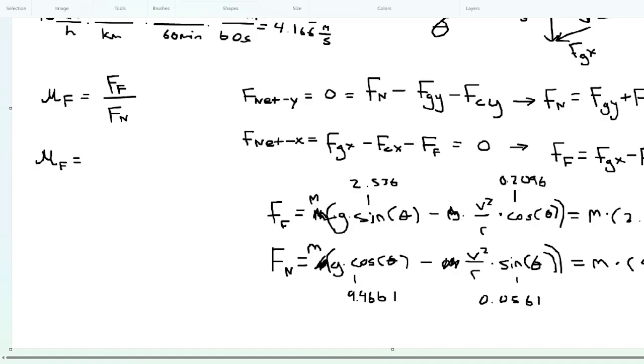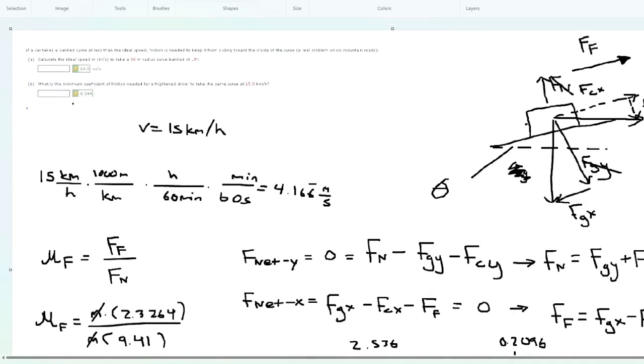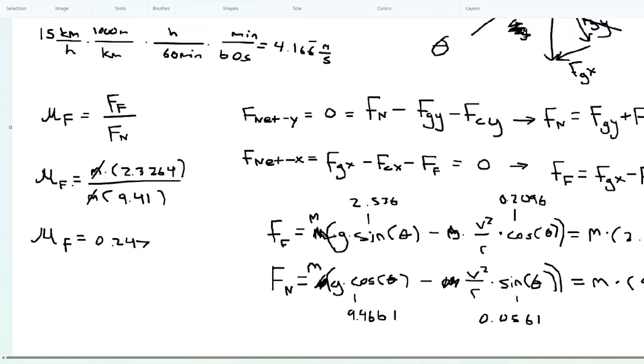We can go ahead and plug this in now that we have this in terms of that. Coefficient of friction is going to be equal to the force of friction, which is mass times 2.3264, divided by mass times 9.41. Mass cancels out, and what we get is 2.3264 divided by 9.41. Coefficient of friction is going to be equal to 0.247. Pretty darn close.